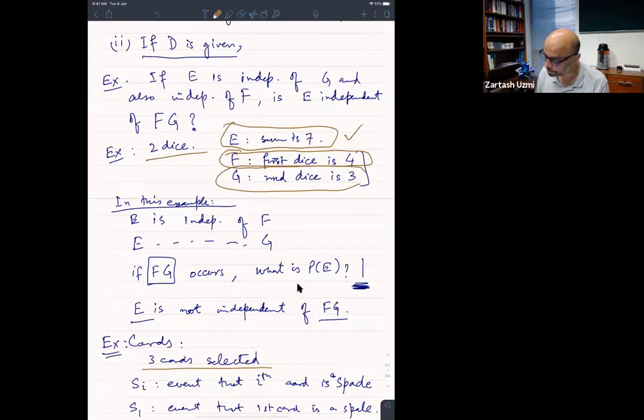So in this example, what we can show is that E is independent of F. E is independent of G. You can prove that by this given situation, where E is the event that the sum is 7. You can show that E is independent of F and E is independent of G. Why? Because you can show that probability of E into probability of F is equal to probability of E and F together. You can actually show that.